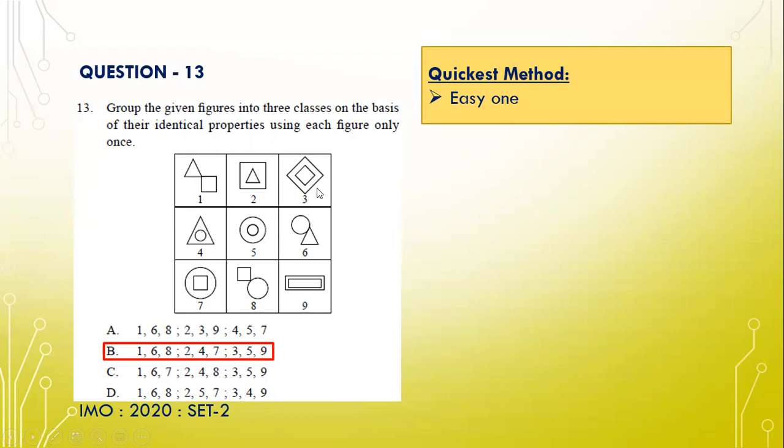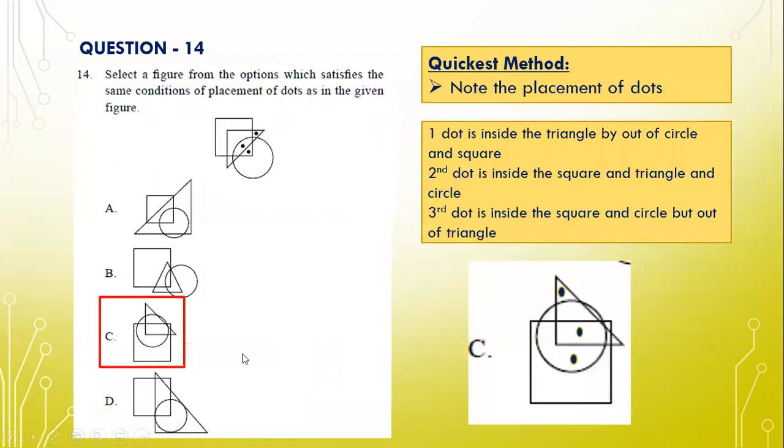3, 5, 9. In 3, 5, 9, there is one smaller shape in a larger shape. So this is a rhombus in a bigger rhombus, a smaller circle in a bigger circle, and a small rectangle in a big rectangle. So the answer is 1, 6, 8; 2, 4, 7; 3, 5, 9.